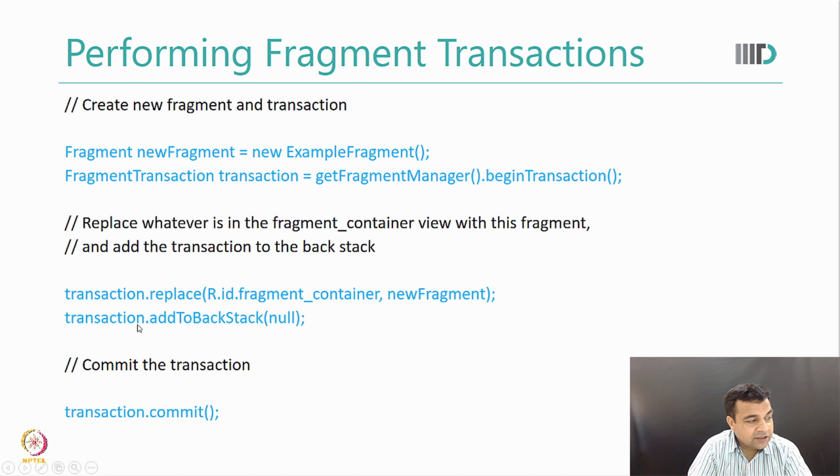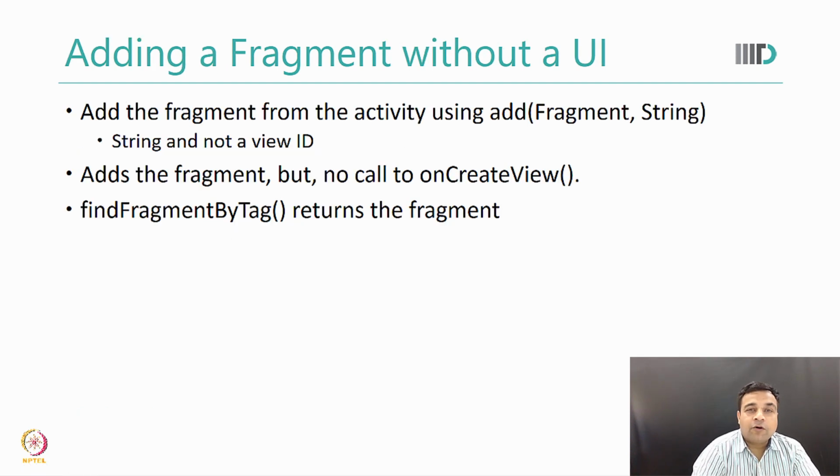We want this transaction to be available on the backstack, so we are doing a transaction.add to backstack before we do the commit. So far we have talked about fragments which have a UI, but a fragment could also be there without a UI. Now you may wonder what is the use of a fragment without a UI? Well, one simple example is if you want to do something in the background. So there you can have a fragment which doesn't have a UI.